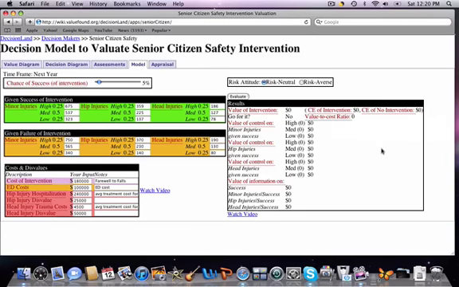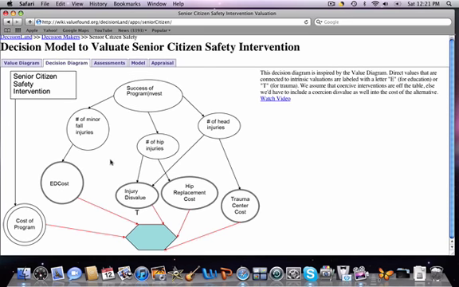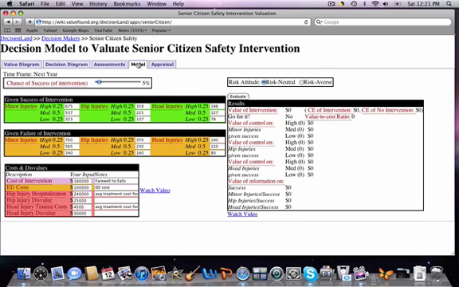Hi, welcome to the model that we will use to evaluate senior citizen safety interventions. This is the direct manifestation of the decision diagram, which is shown on this page, and you can watch the video here to understand how this was drawn and what these elements mean. Now, the model is about putting in the inputs to each of those elements.